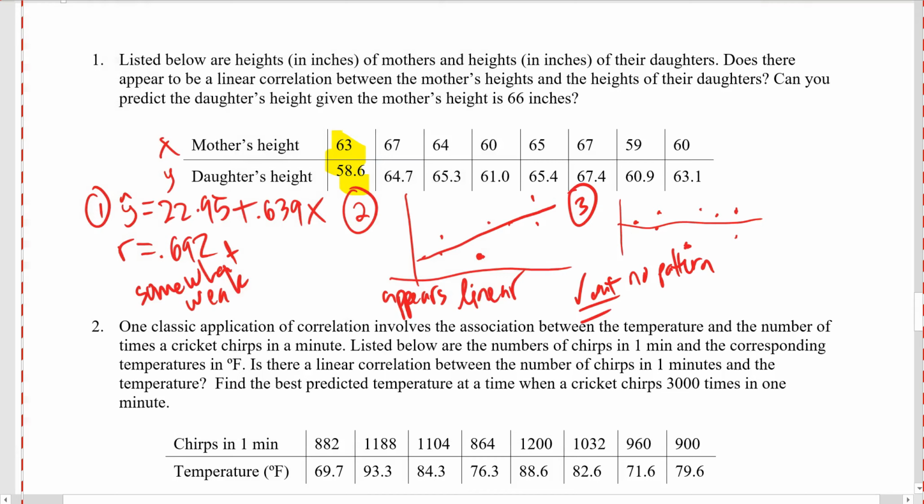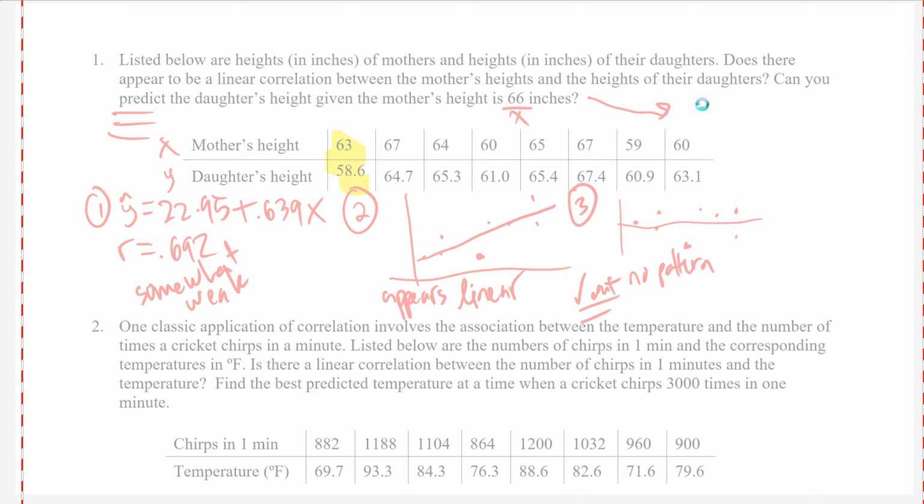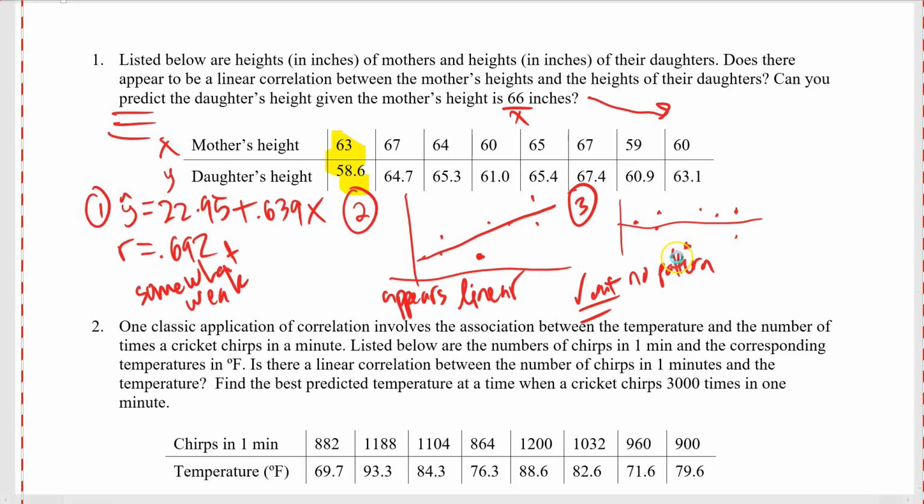Okay, so the question is then to say, well, predict the daughter's height given the mother's height is 66. That 66 is a mother's height. That is an x. And they want us to predict. We will use a prediction line. Y hat is equal to A, 22.95 plus 0.639 times that x.